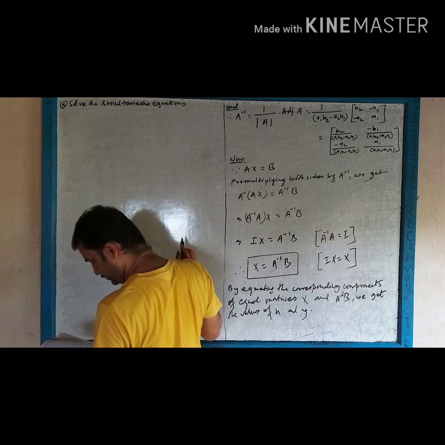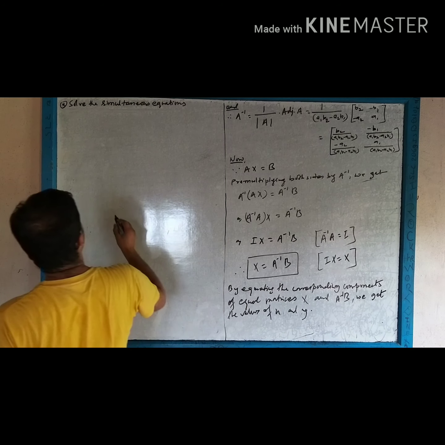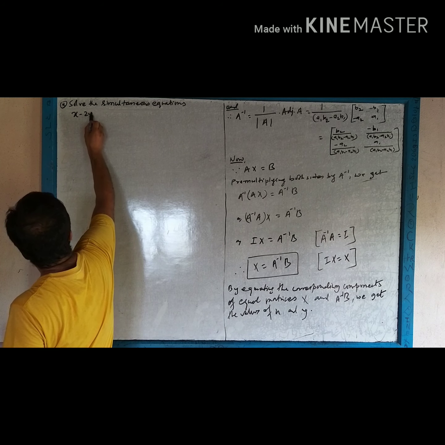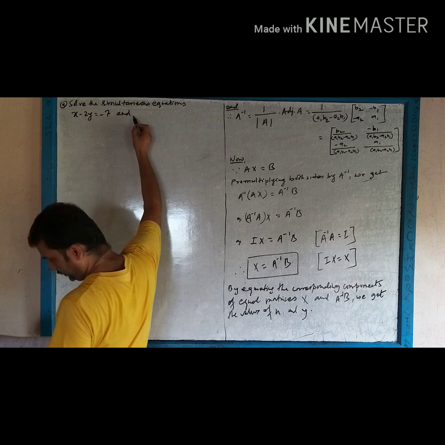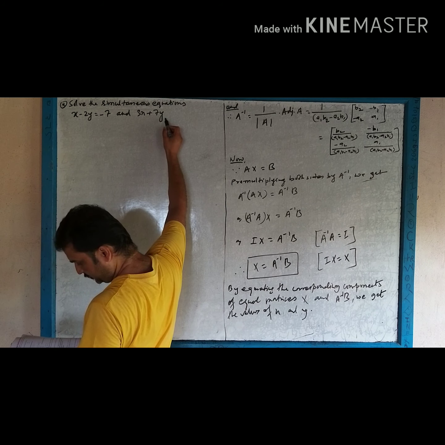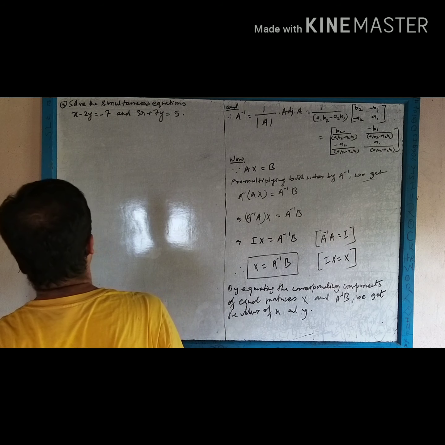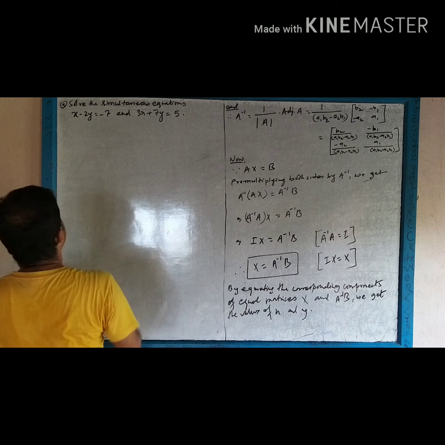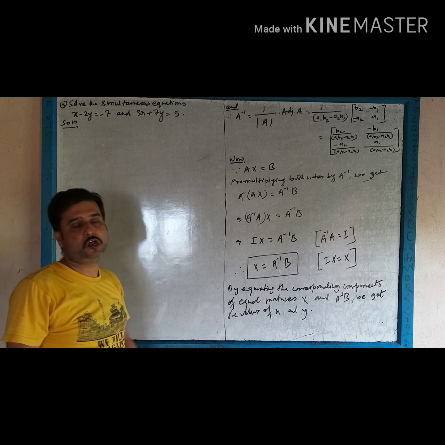Solve the simultaneous equations: x minus 2y equals minus 7 and 3x plus 7y equals 5. Okay, let's solve. This simultaneous equation involving two variables we are going to solve by the matrix method.